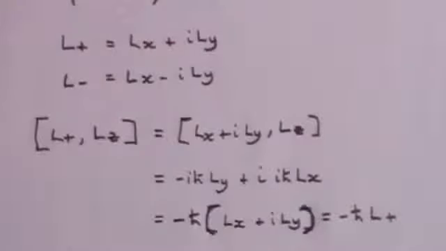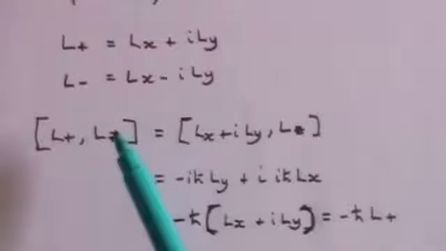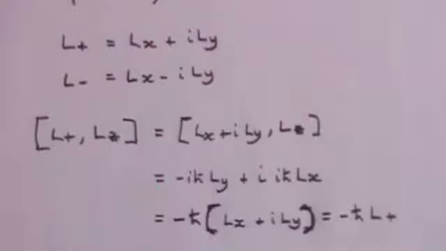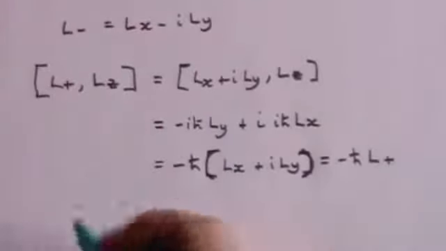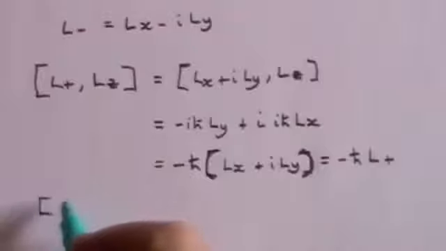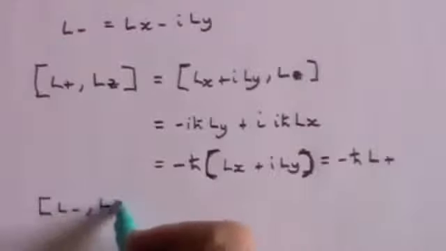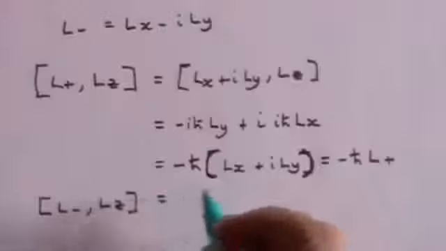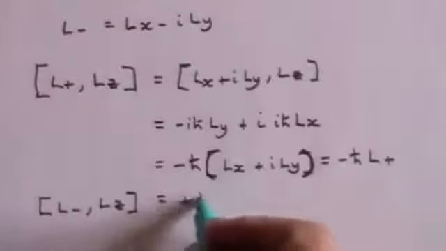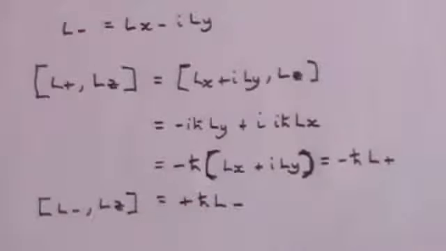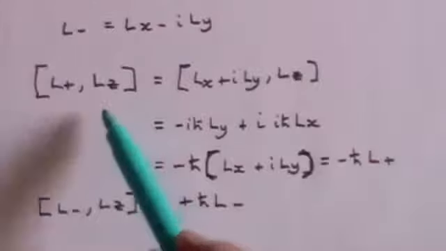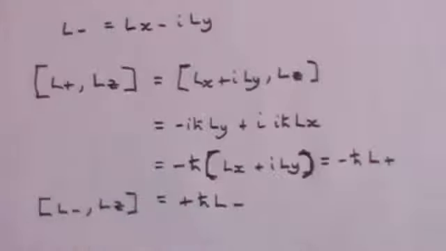So I've shown that the commutator of L plus and Lz is equal to minus ħ L plus, which does not equal 0, which as it happens means you couldn't measure these two at the same time, even if you wanted to. And I can also tell you, without going through all the maths again, but you can check it if you wish, that the commutator of L minus and Lz is equal to plus ħ L minus. So that's the other commutator here.